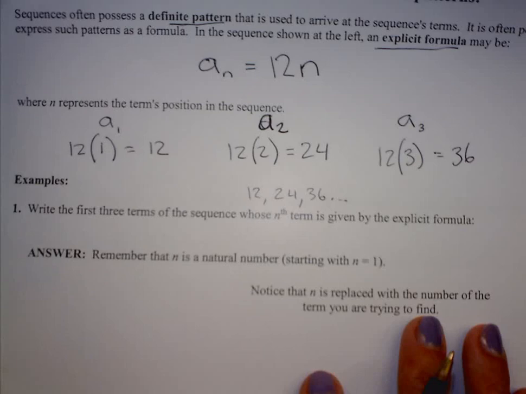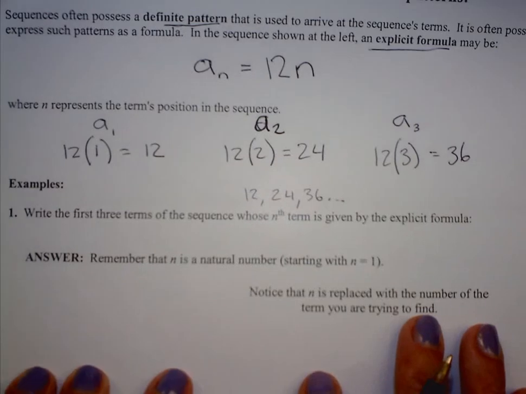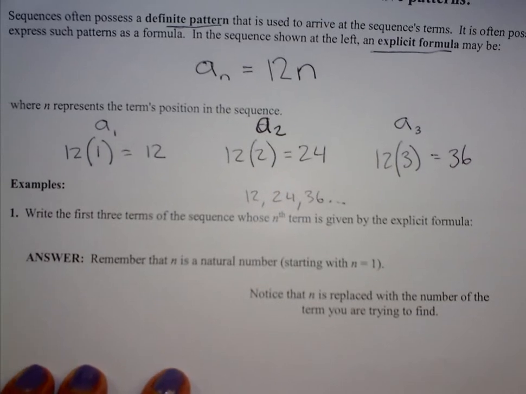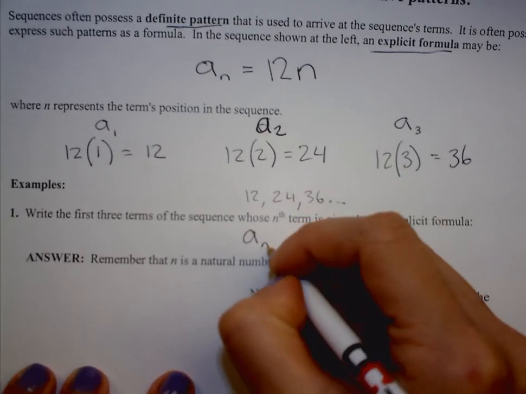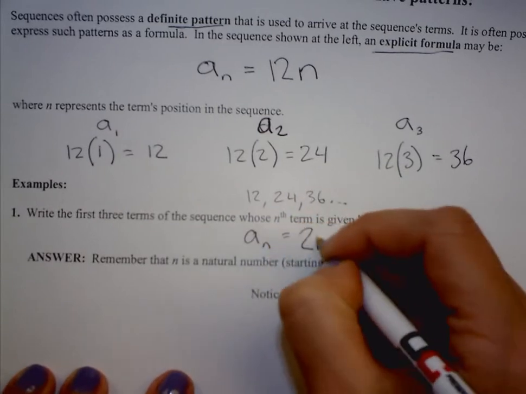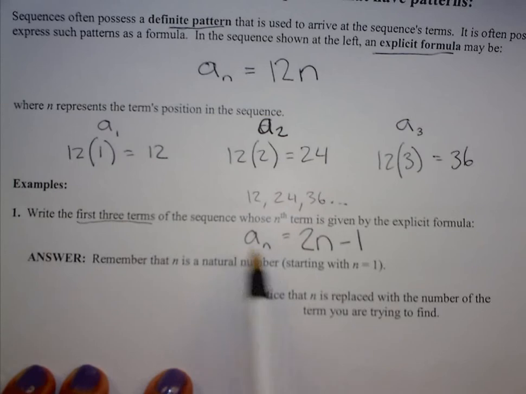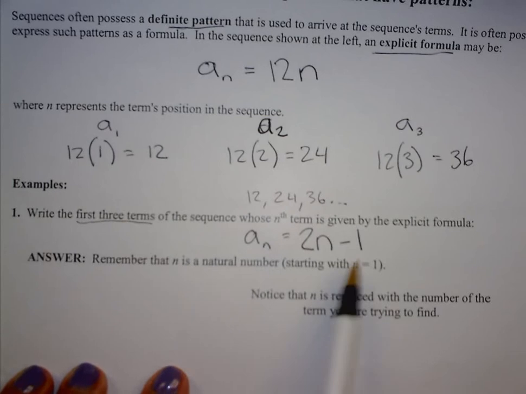Okay, let's go through some examples. The first example is, the formula is A_n equals 2 times n minus 1. The example says write the first 3 terms of the sequence. First 3 terms means I'm going to plug in 1 for n, and then 2 for n, and then 3 for n.